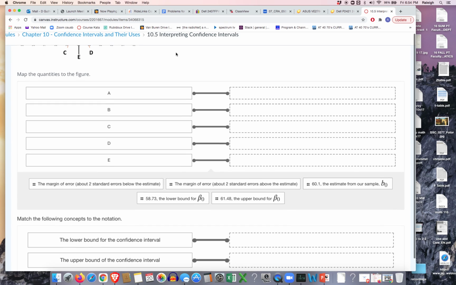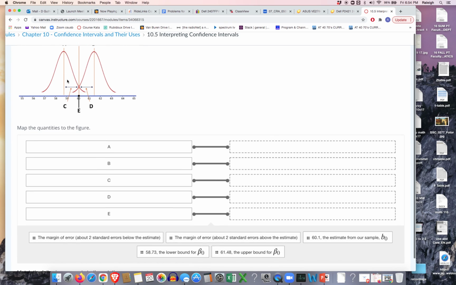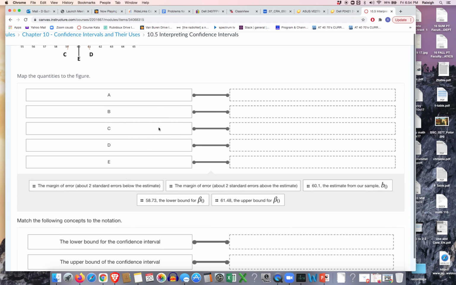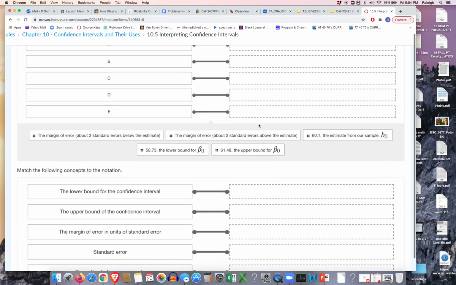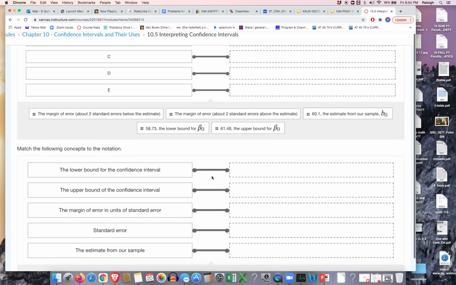Now, the other ones, now we're talking about the real stuff in the middle. C, well, that's going to be the margin of error, 2 standard errors below the estimate. Yes. And D is the same. As you can take a look, D is the same, but it's 2 standard errors above the mean. And so that's that one. And then, of course, 60.1, the estimate for our sample, which was the sample mean. I'm so used to seeing that as X bar. They like to call it little b0. They just have a different style.